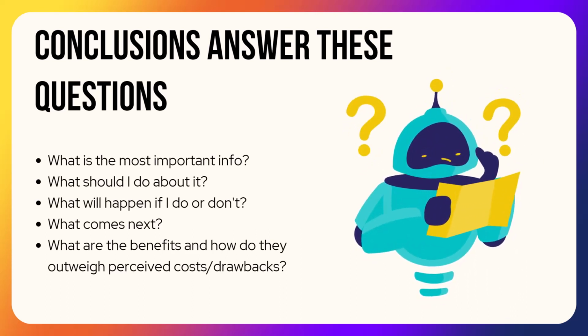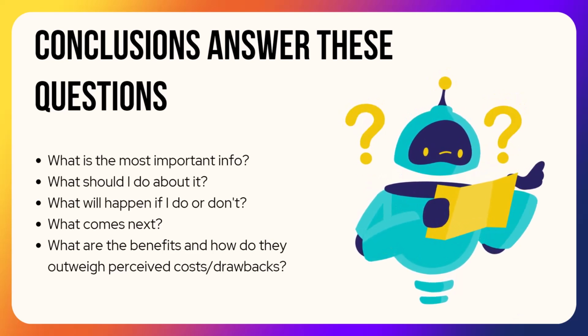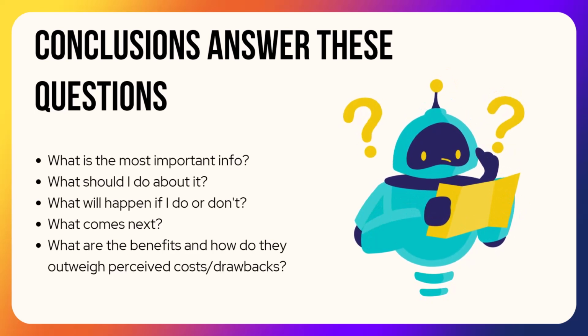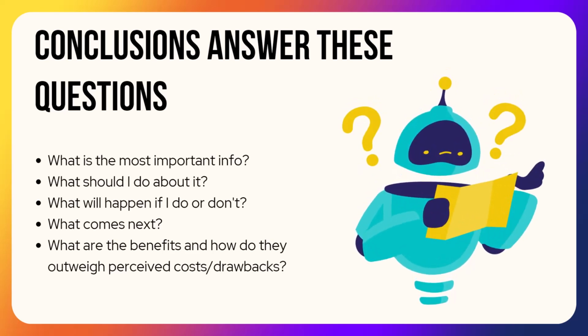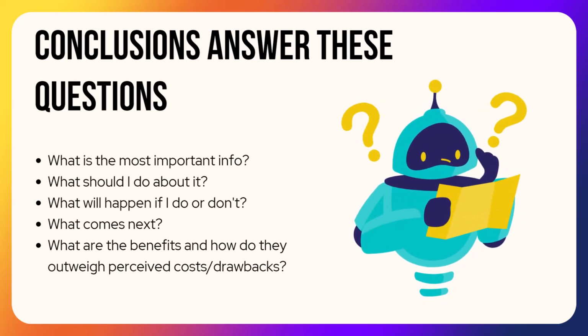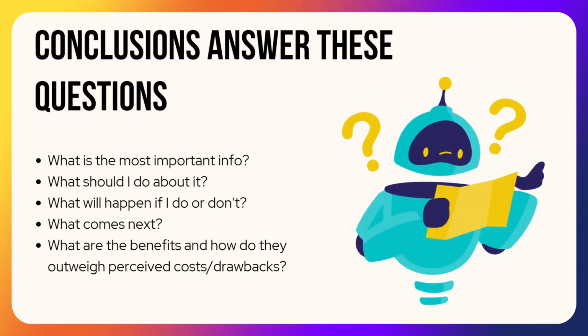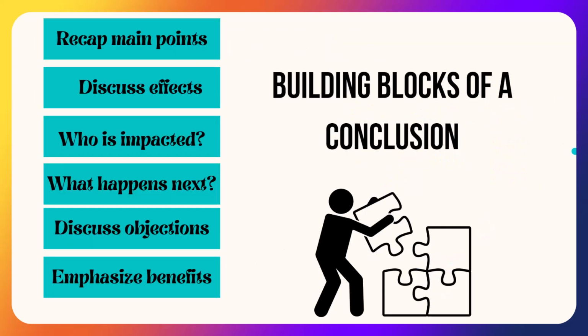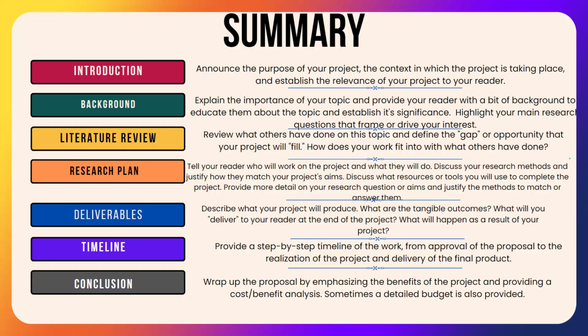These are the main questions to address for your reader in a conclusion. What is the most important info about what I just read? What is the problem? What should we do about it? And what happens if we don't? What are the next steps? What are the benefits of this proposed project? And why do they outweigh any drawbacks? Again, there are many strategies for writing a conclusion. Just make sure this information is clear to your reader. So, these are the main components of a proposal and what each of these can do for your reader.